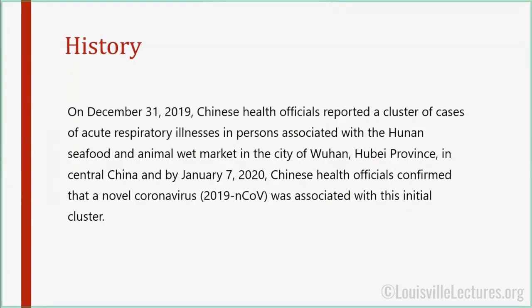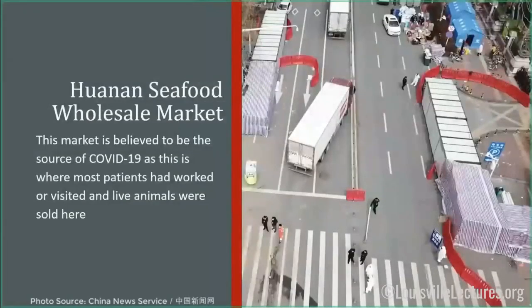Initially, with this particular coronavirus, on December 31st, a cluster of cases were noted in Wuhan, China, and by January the 7th, Chinese officials did confirm that a novel coronavirus was associated with this initial cluster. These are actually pictures from the wholesale market in the Wuhan, China province, where it is believed that this COVID-19 actually began. Most of the patients that showed up in the initial cluster either worked or visited there, and there are live animals and dead animals being sold for human consumption.